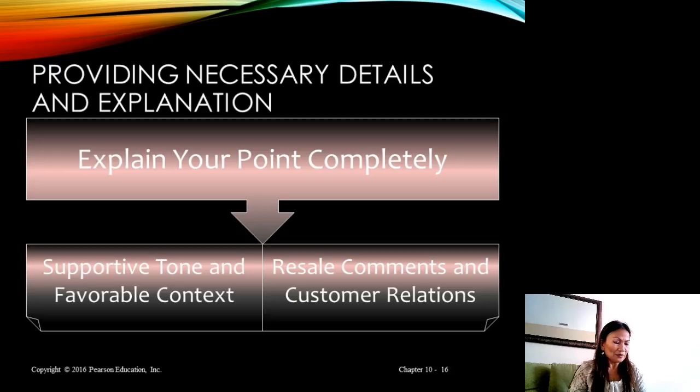In the body of your message, explain your point completely so that your audience won't be confused and doubtful about your meaning. In addition, maintain the supportive tone established in the opening. If your routine message is mixed and must convey mildly disappointing information, put the negative information into as favorable a context as possible. If the negative information will shock or offend your reader, use the indirect approach.